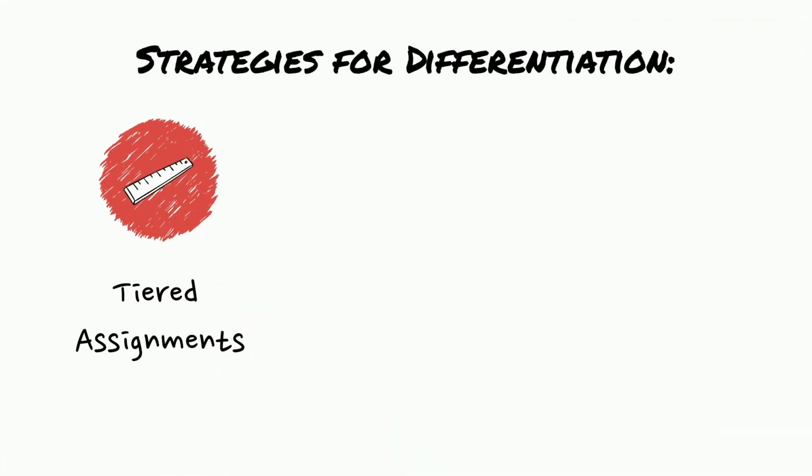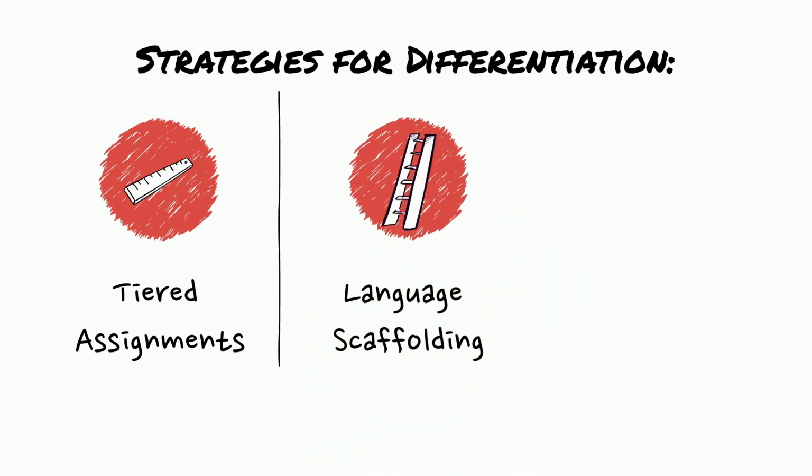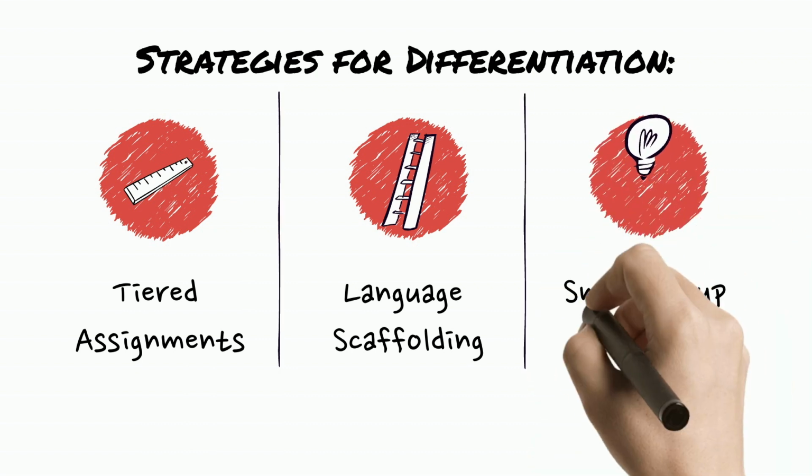Tiered assignments. Create tasks at different levels of complexity, allowing students to choose based on their readiness. Language scaffolding. Provide support tools such as sentence frames, graphic organizers, and vocabulary lists to aid comprehension.